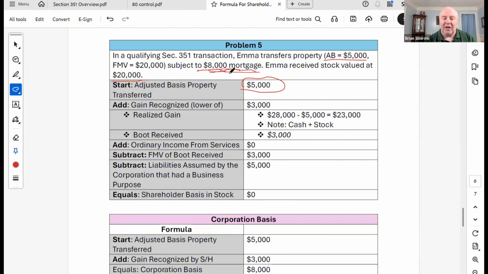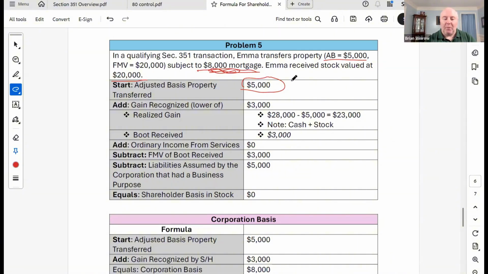It's 8,000. So this is one of those little exceptions that we have to be aware of. If our liability is greater than our adjusted basis, we treat that excess as boot. That $3,000 difference is boot received, even though this was for a business purpose.